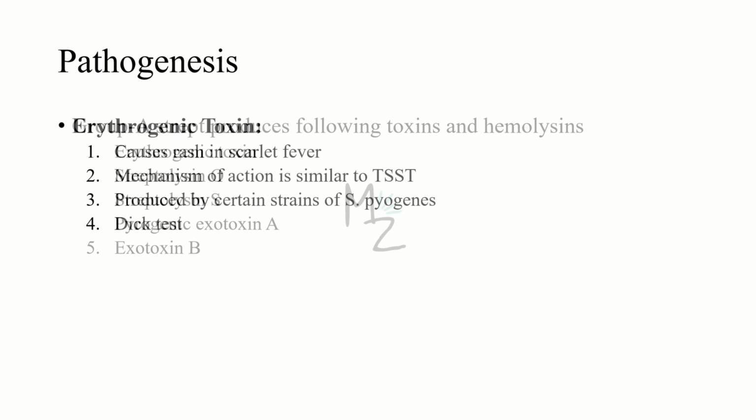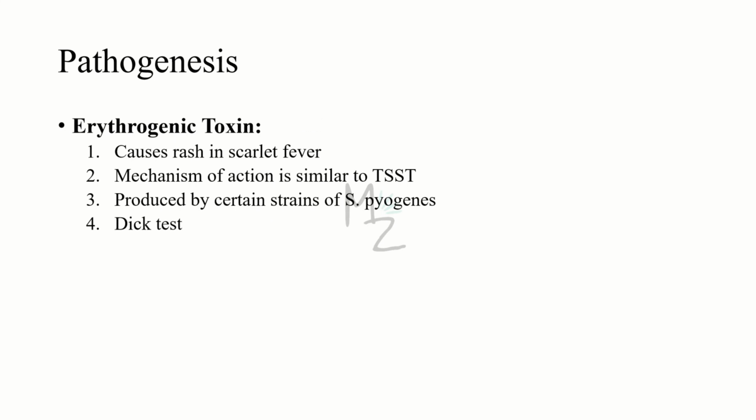Let's talk about them. The erythrogenic toxin causes the rash of scarlet fever. Its mechanism of action is similar to that of toxic shock syndrome toxin type 1 of Staph aureus.